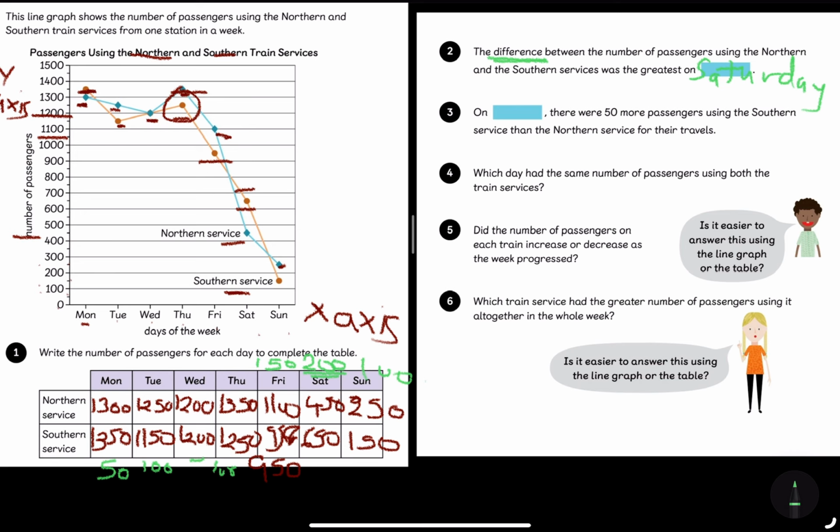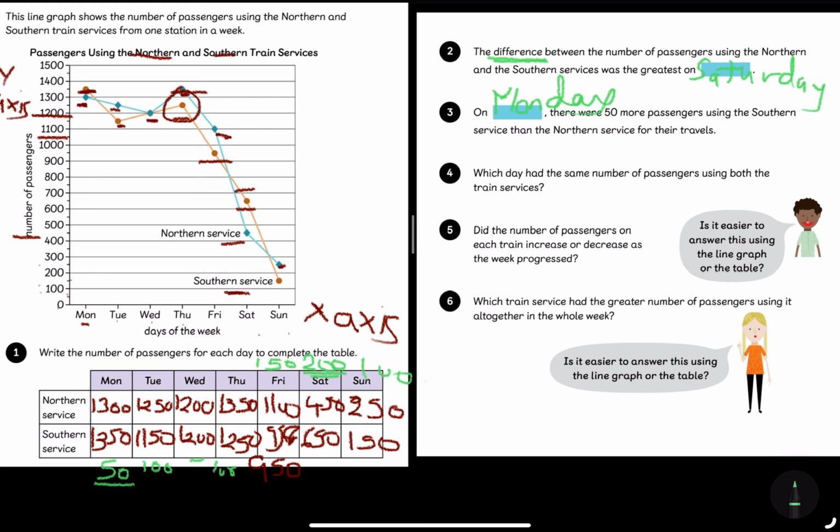The next one says on dash, there were 50 more passengers using the Southern service than the Northern service for their travels. As we solved the second question, we see it was so easy. I got my answer 50 here, and straight away it is a hint that the answer is Monday, because the question is saying we need 50 more passengers using Southern services than the Northern. So we know Monday it is 1300 on Northern and Southern is 1350. But of course, 50 was the answer we got. And that is how I get my answer.